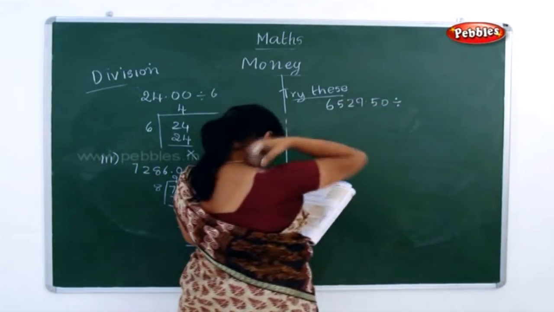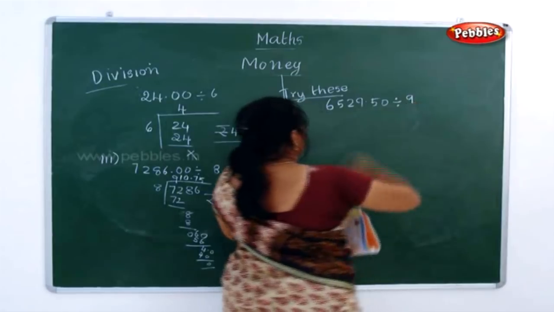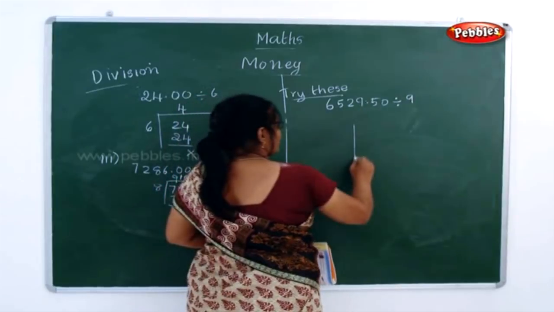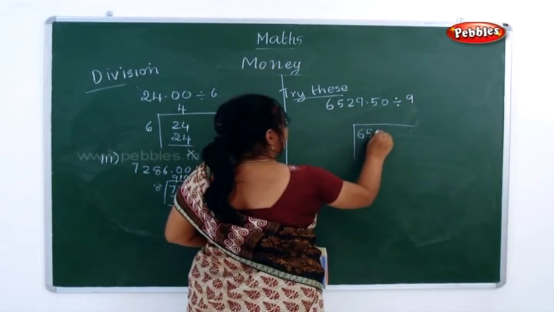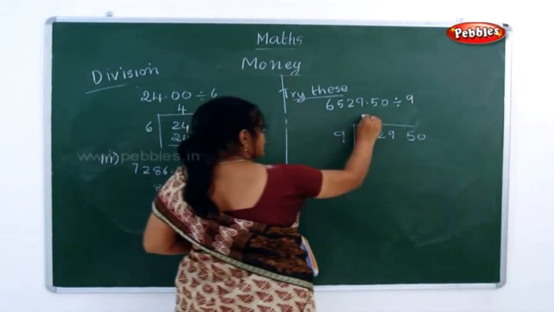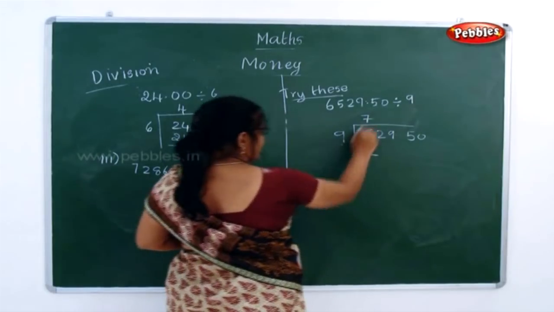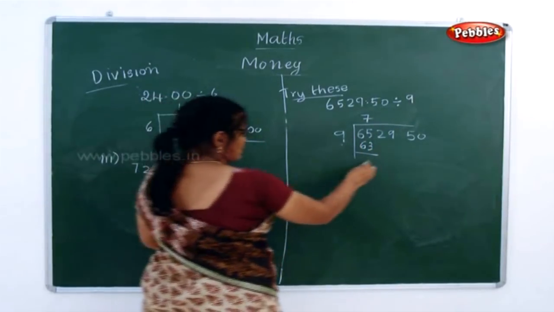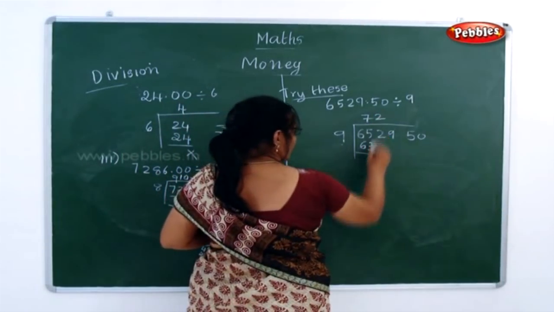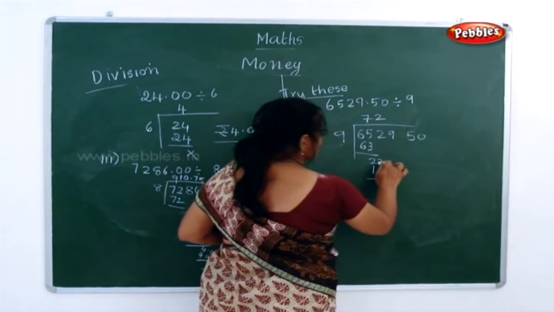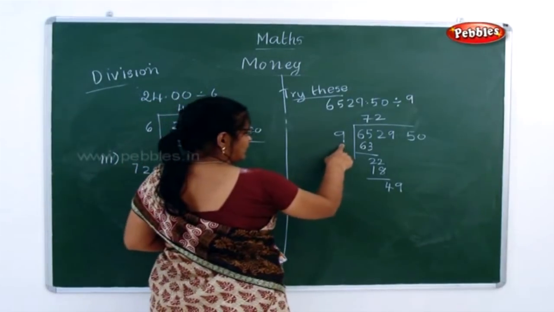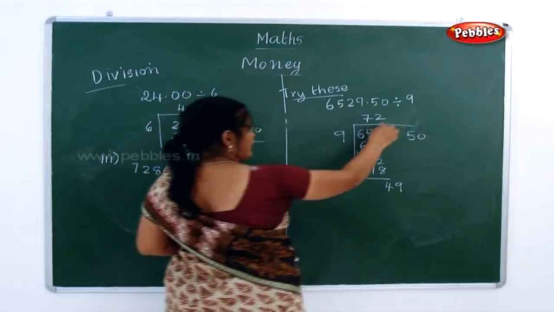6529.50 divided by 9. Now how will you do 6529.50 divided by 9? Same way, just take away the decimal and straight away put 652950 divided by 9. Now 9 7s are 63. Now 5 minus 3 is what? 2. Now what you can do here? 9 2s are 18. Now 4, because 12 minus 8 is 4. So 49. Now 9 2s are 18, 9 3s are 27, 9 4s are 36, 9 5s are 45.